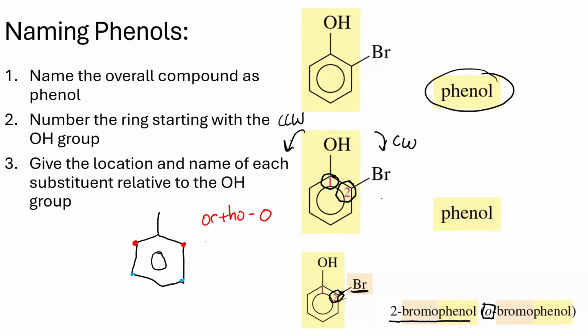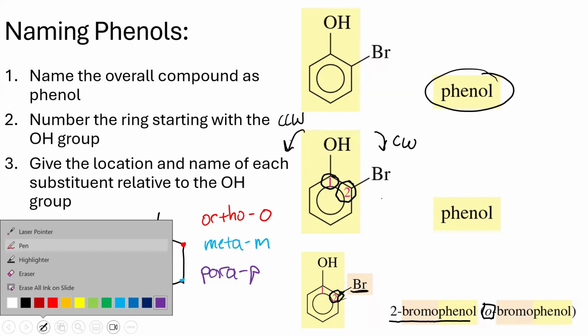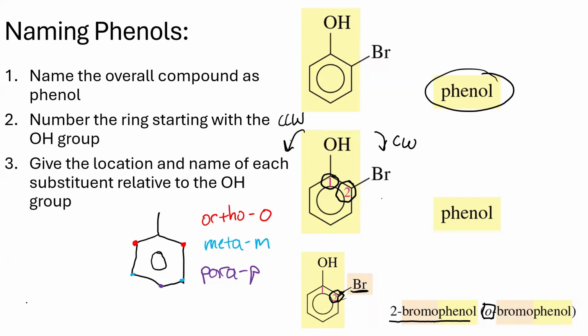3 and 5 are meta, or sometimes given as m. And then the fourth position is para, sometimes given as p. So you could have like 4-bromophenol or para-bromophenol. You could have 3-bromophenol or m-bromophenol, or like we have here, 2-bromophenol or o-bromophenol. It's just different naming conventions depending on where the substituents are relative to each other on the aromatic ring.